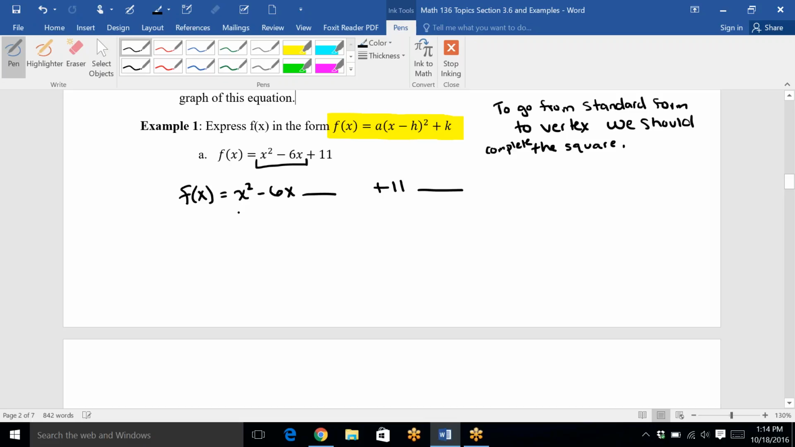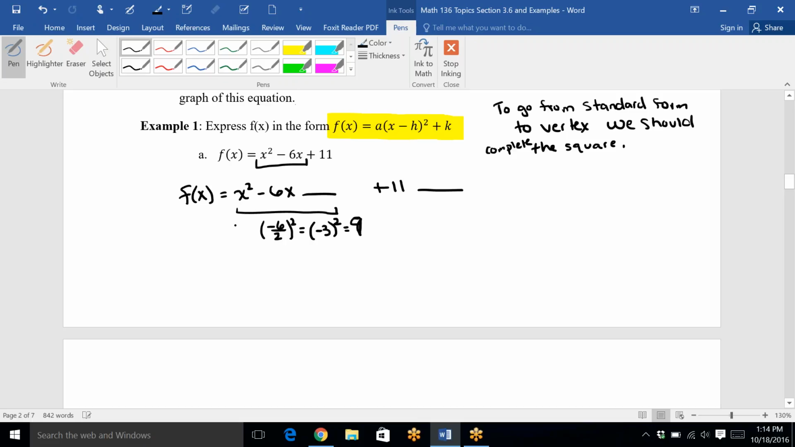So let's complete the square on this piece right here. This is the trinomial that we're trying to complete the square on. So remember, when you complete the square, you take half of the middle term, and then we square it. So that is -3, and then we square. So that would be positive 9.